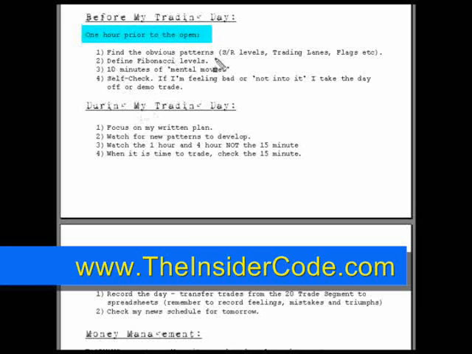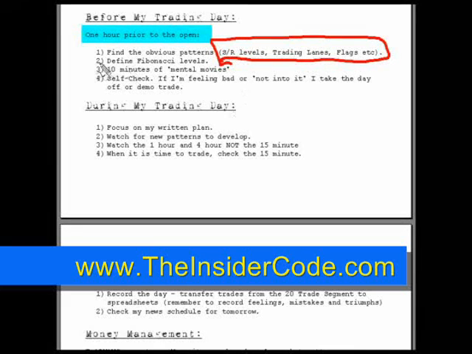Okay, so we want to find the obvious patterns. So this is where we're going to investigate the market, support and resistance levels. Now this is all stuff we should have been doing the day before, but this is going to help us to remember and remind ourselves what's going on. You want to define the Fibonacci levels. You want to do 10 minutes of what I call mental movies.